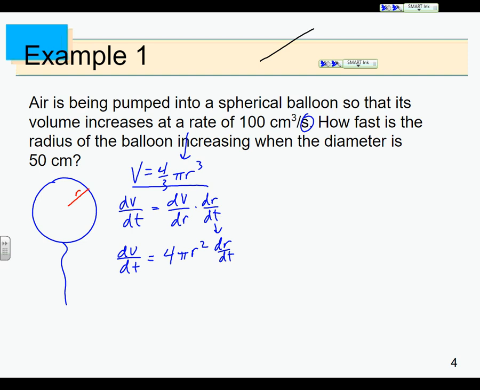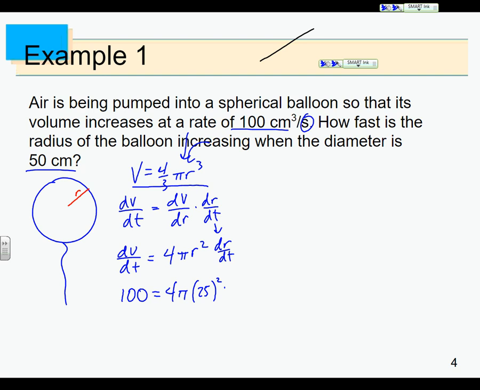Now I'm going to plug in what I know. I know the volume is increasing at 100 centimeters cubed per second. That 100 is going to go in right here. Now I can plug in my r. A lot of people want to plug in the r up here, but remember, r is changing. So I need to take the derivative first. I can't plug in for r until the bottom. So if the diameter is 50, my radius is simply going to be 25 squared.